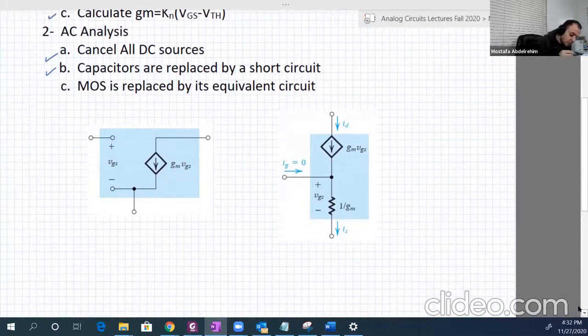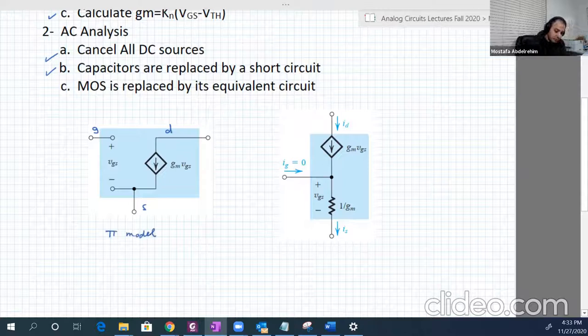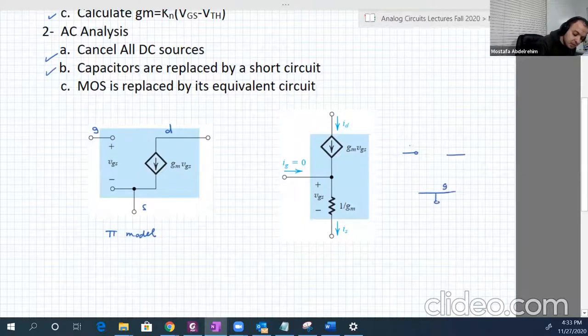So the transistor has three terminals, the gate, the drain, and the source. This is the first version of the equivalent circuit, called the pi model. And here is the second version, just like in BJT. We can redraw this in a similar fashion like this one. So we make the gate at the bottom, and the source here and the drain here.